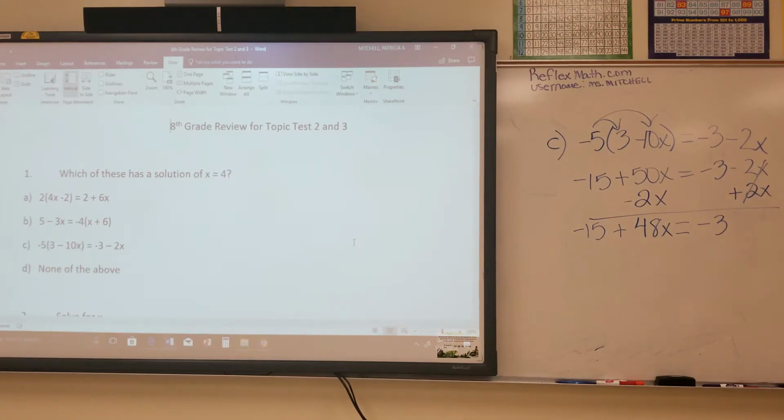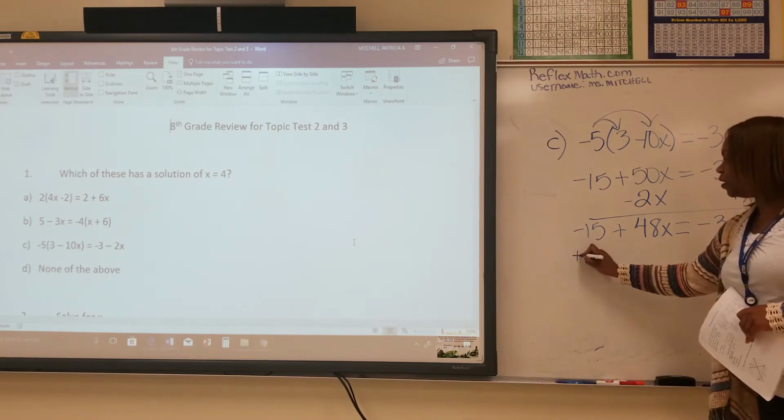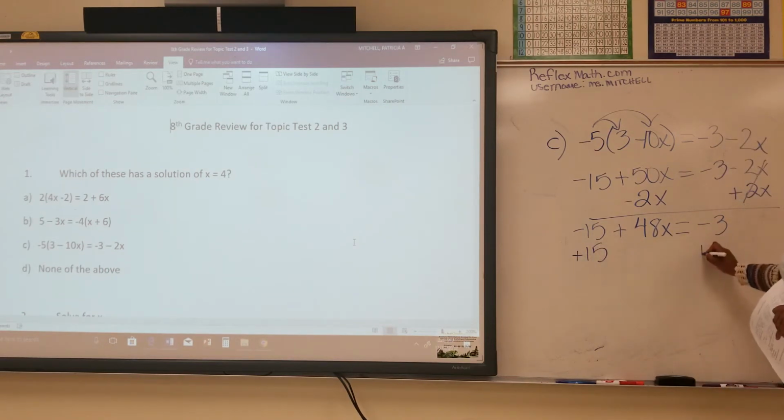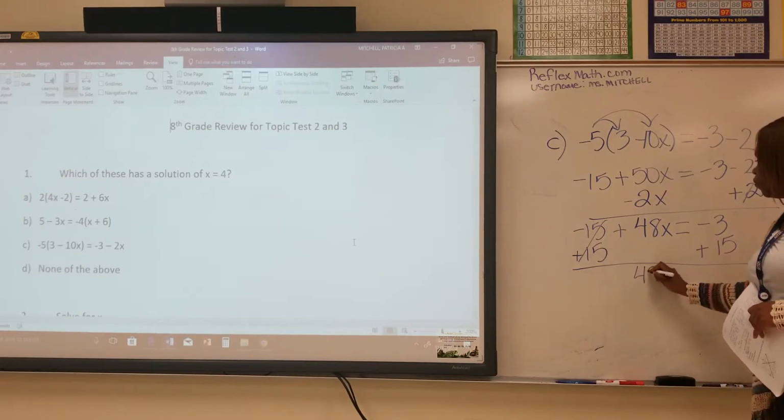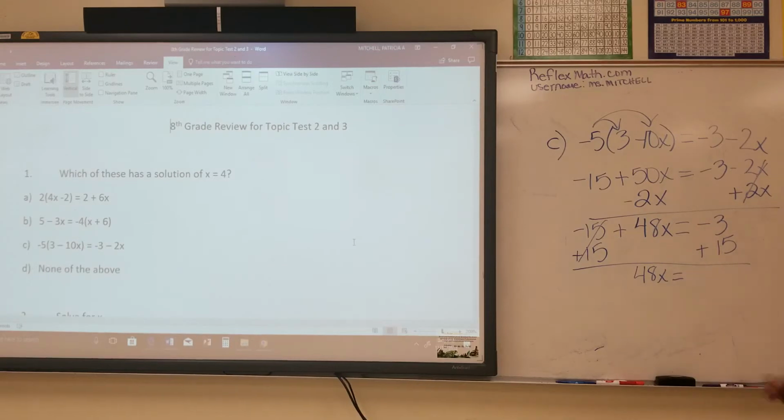From here, we're not done combining like terms. Here, we can add 15 on this side and add it on this side. These cancel out and we're left with 48x is equal to negative 3 plus 15 will give us positive 12.